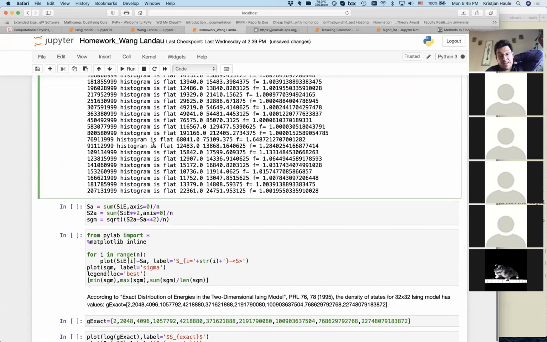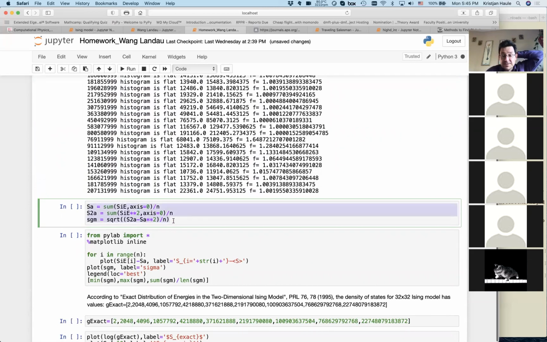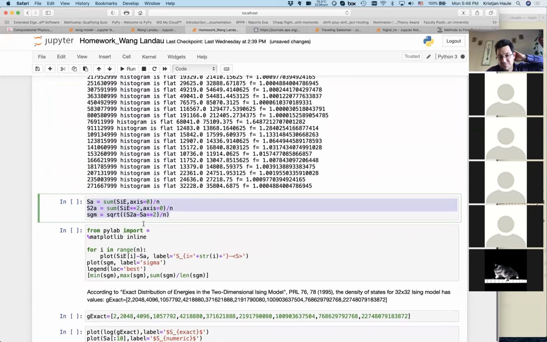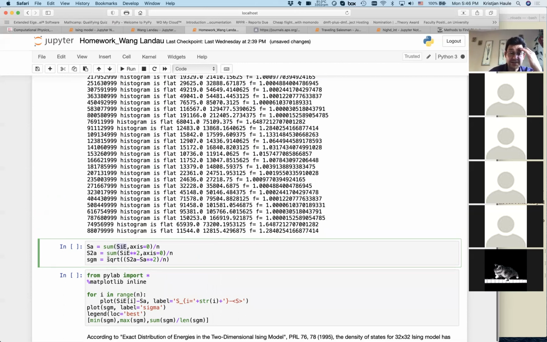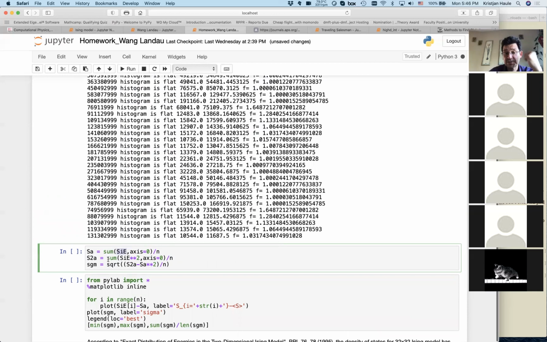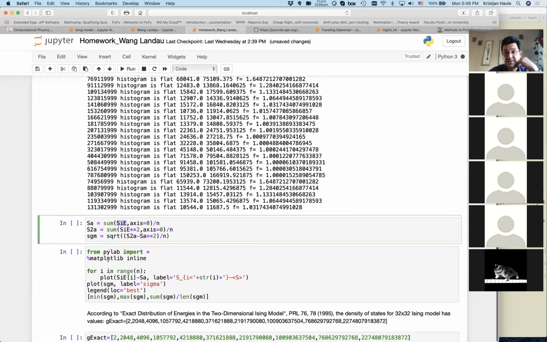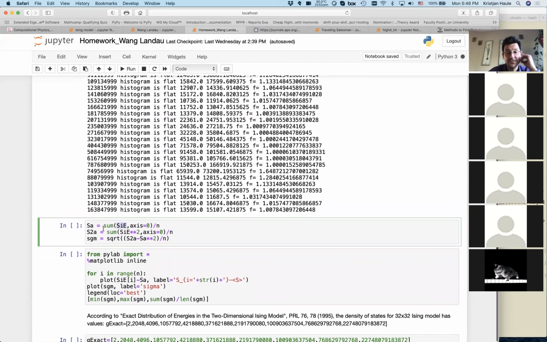Okay, so once this is done, we are doing then statistics. This is all there is to it. Basically, this is the real homework. So we have this S(E), which is the logarithm of density of states properly normalized. And then all we need to do is to calculate the average over all iterations, and then sigma square, sigma or standard deviation associated with these 5 runs. So I used so-called sum where I specify axis is 0.